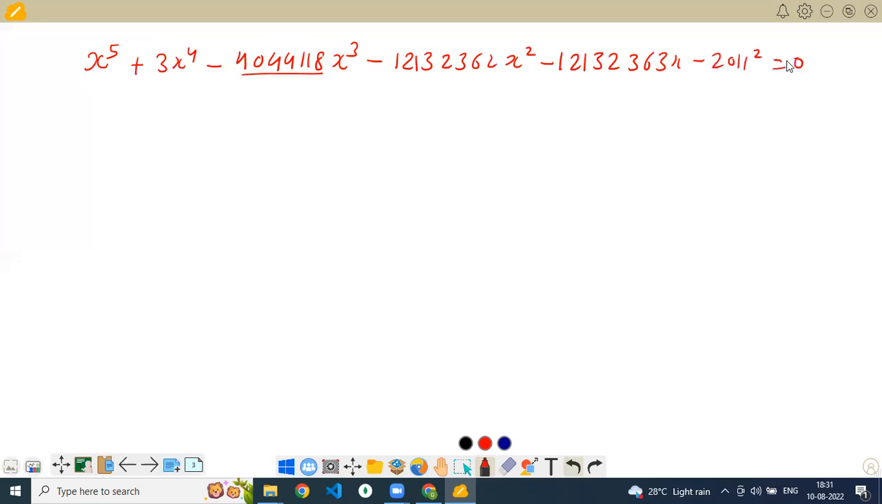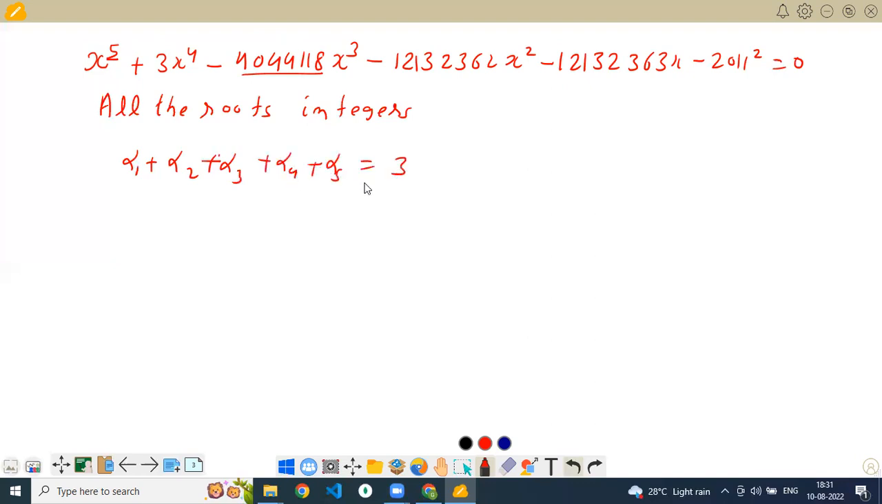If you want to find out the roots of this equation, it's very difficult. Okay, but there's a trick here. The trick here is the question says all the roots are integers. Okay, so this solves our problem. When it says all the roots are integers, then this is a fifth degree question. So we see alpha 1 plus alpha 2 plus alpha 3 plus alpha 4 plus alpha 5 is equal to 3. Sorry, minus 3.